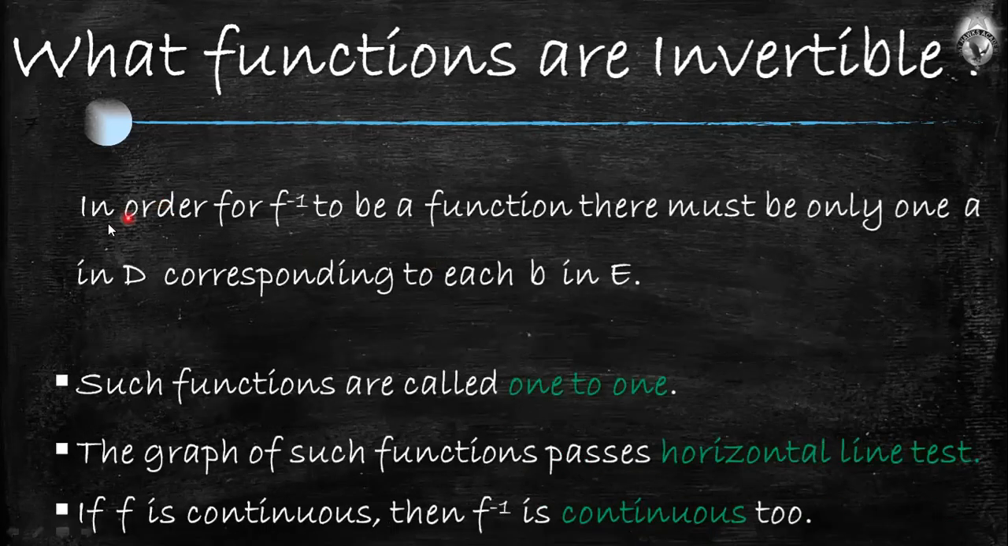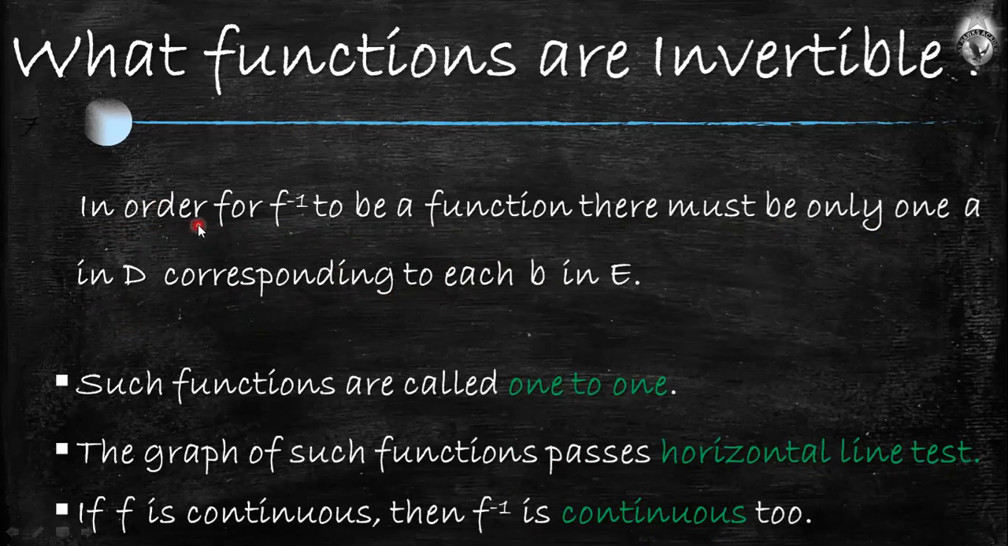That is, please read this one. In order for f inverse to be a function, there must be only one a in d corresponding to each b in e. Okay, just hold on. Let me explain this point. This is a very important basic one.